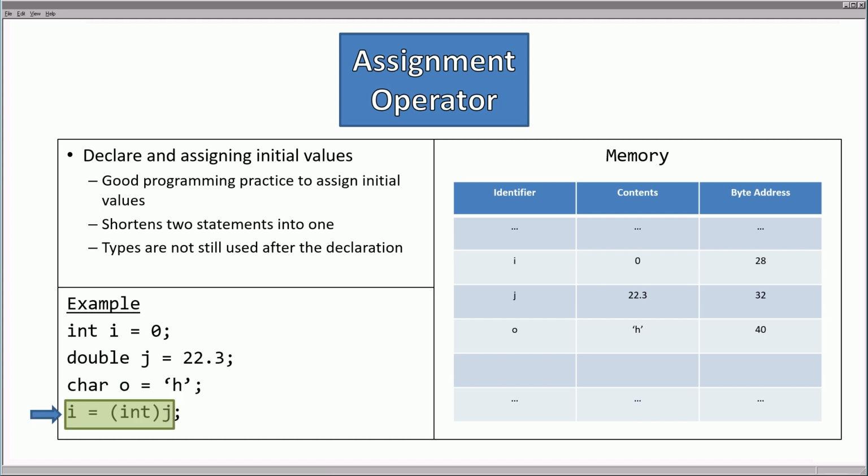Now we reach right here. Notice this. We don't use the type for I. We don't say int I because I has already been declared. If we were to do that, we would get a syntax error because we cannot have multiple identifiers that are the same.